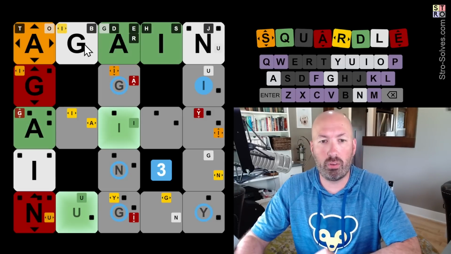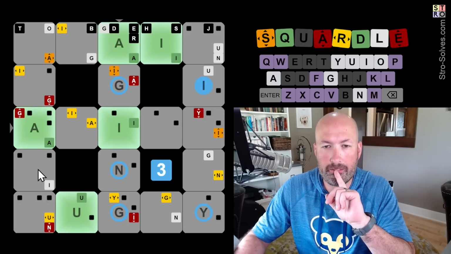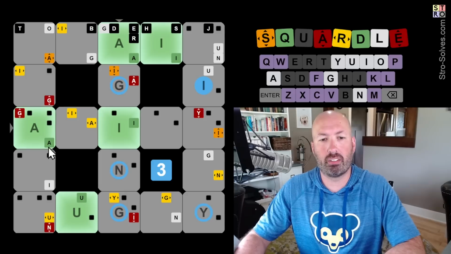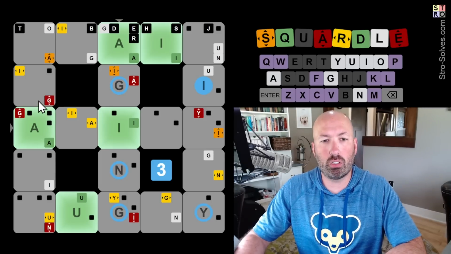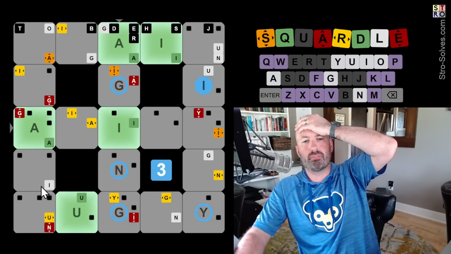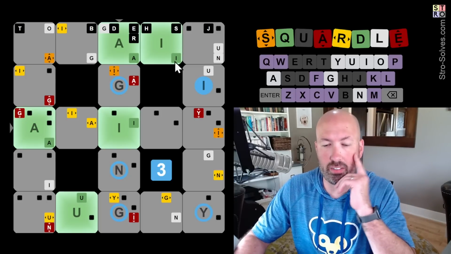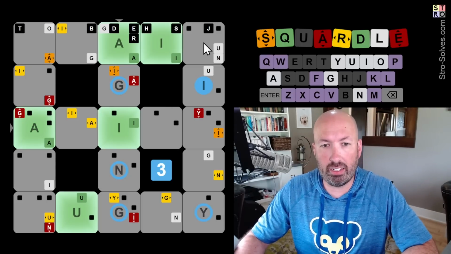Okay, so now the red N, so this could be an N right here. Interesting. So there's no I. Oh, we knew there was no I. I was looking at this yellow I and thinking there was an I in the first column. There's no I in the first column. That's okay. We got the I up here, so that doesn't matter. All right, and this is not an N.